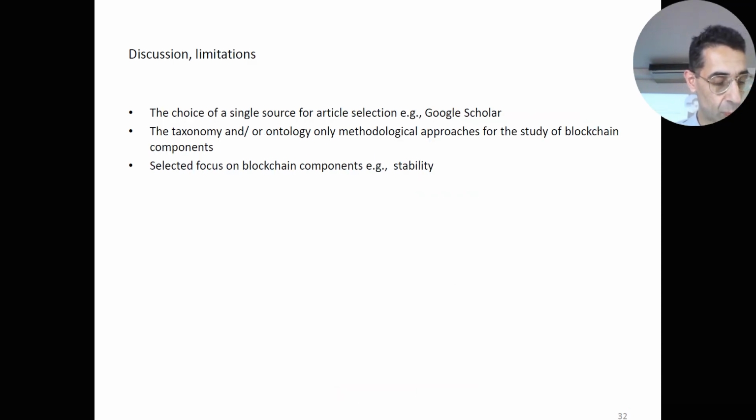Limitations of our study. We find limitations based on the choice of a single source for article selection. As I said, we just utilized the Google Scholar database, and for that reason we have limited resources in mind. It is the best resource to access scholarly articles and other research available in the scientific community, but it is still a limitation. However, we also think that limiting the studies to taxonomy and ontology as a methodological approach for the study of blockchain components and classification is a limitation. And we also selected to focus on blockchain components such as TPS, stability, ontology, and taxonomy, which also narrowed down the number of articles that we could mine for the purpose.